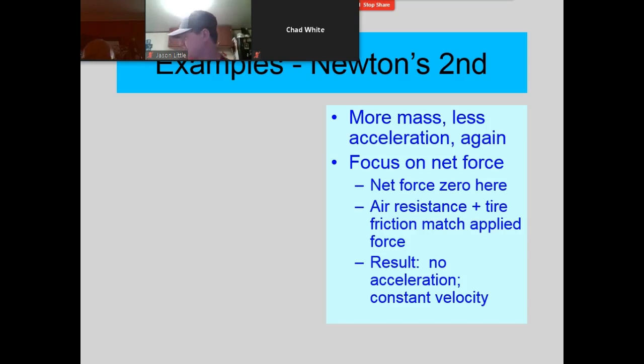I don't know what more mass, less acceleration again means. That's all the pictures we have, so there must have been something else they had in mind. The focus here is on what they call the net force. Now, I'm trying to figure out what they mean here.